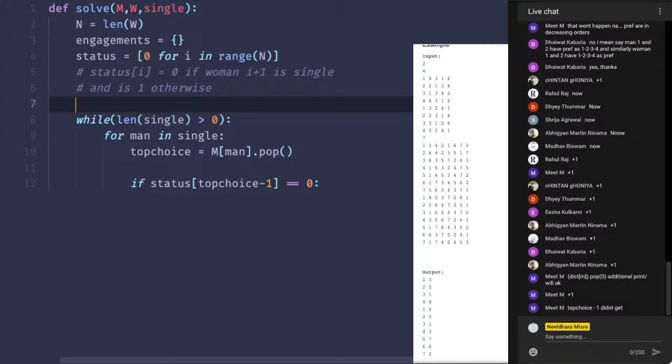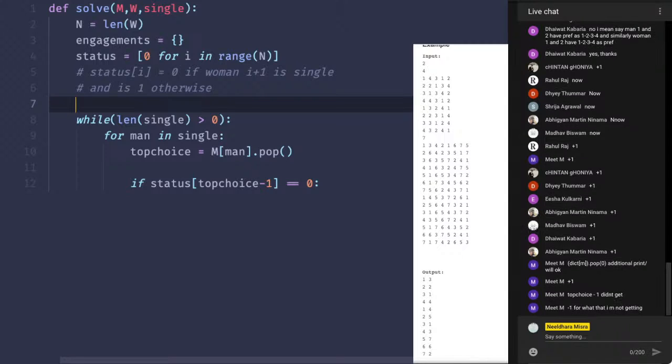So top choice is, let's say, for example, we are looking at man 3 who is single. Maybe his current top choice is 7. Then we need to know, is woman number 7 currently single or not? To do that, we need to check the status array. But in the status array, we need to roll back the index by -1 so that we get the correct status, right?